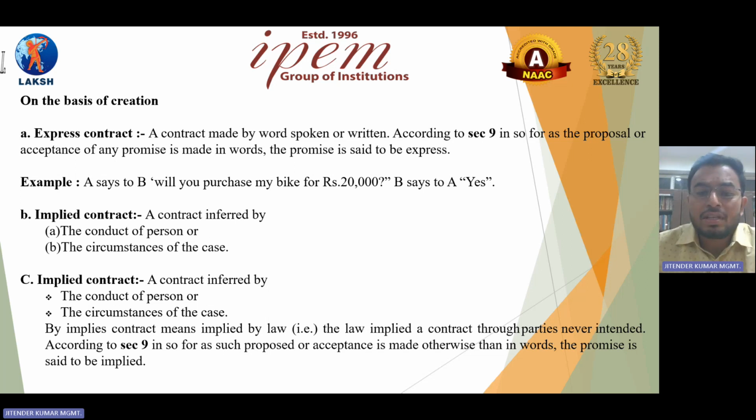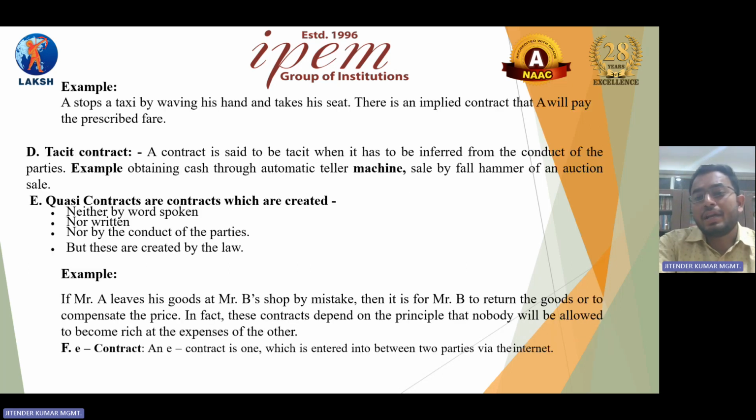Let me give you an example. If you are standing at a bus stop and a bus comes to your side, it is up to you whether you want to take the bus service or not. If you take the service of the bus, you have to pay a certain amount. So these kinds of contracts are made by implied contract.